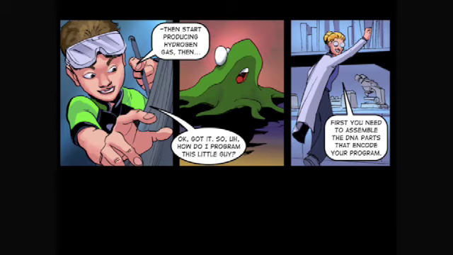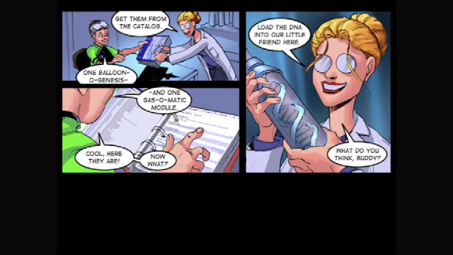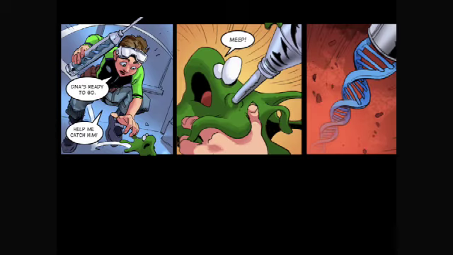Now here's where the story gets a little bit fictional. First, you assemble the DNA parts that encode your program. You get the parts from a catalog. One gasomatic module, one balloonogenesis module. Cool, here they are right in the catalog. Then I'll load the DNA, shown not to scale here. I'll load the DNA into our bacteria. And what does the bacteria think about this? The bacteria has some opinions.